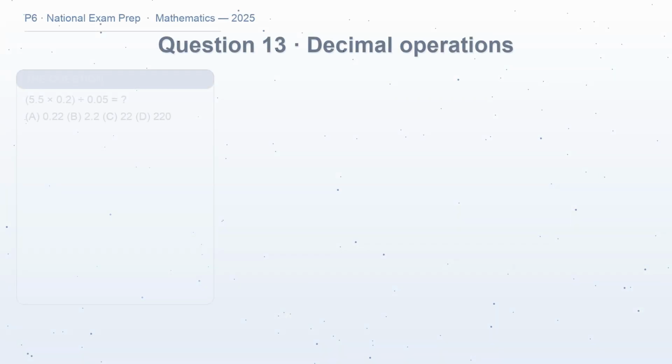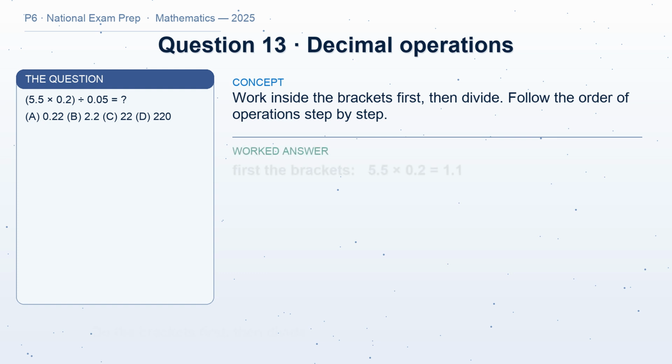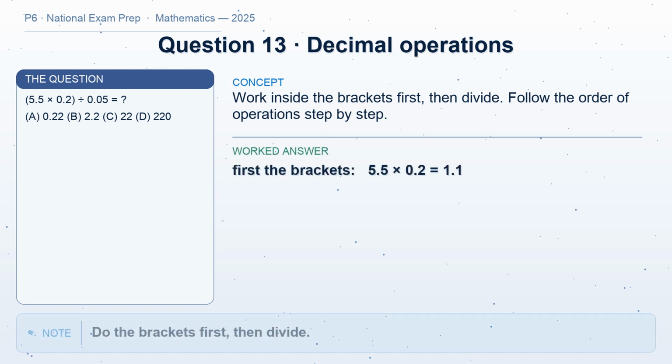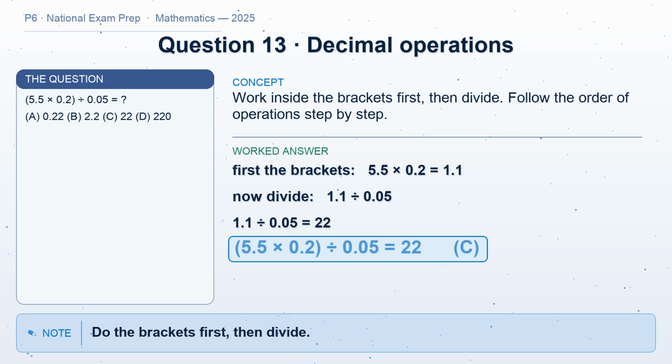Question 13. Work out 5.5 times 0.2, all divided by 0.05. We always do the part in brackets first. 5.5 times 0.2 is 1.1. Now we divide 1.1 by 0.05. Dividing by 0.05 asks how many little steps of that size fit in, and the answer is 22. The answer is 22, option C.